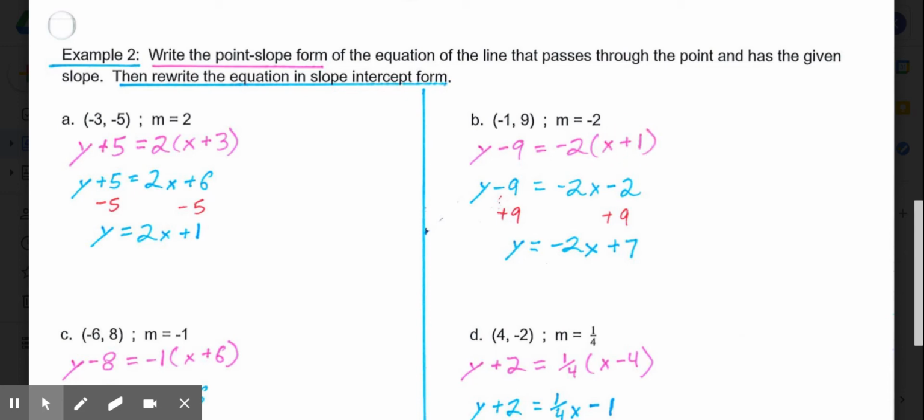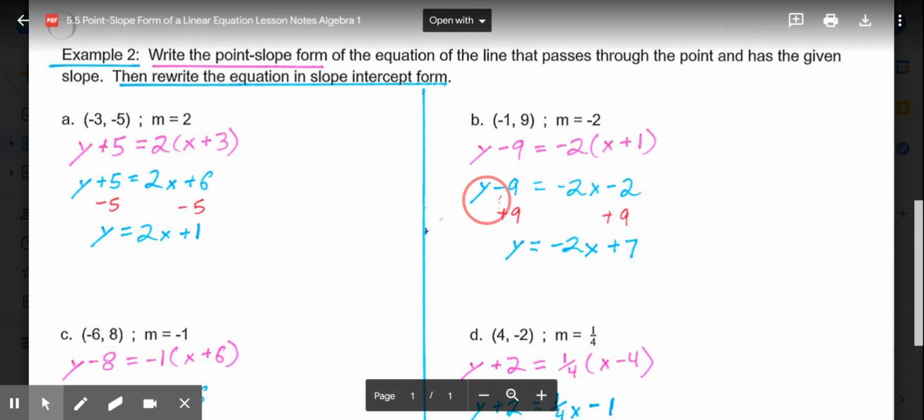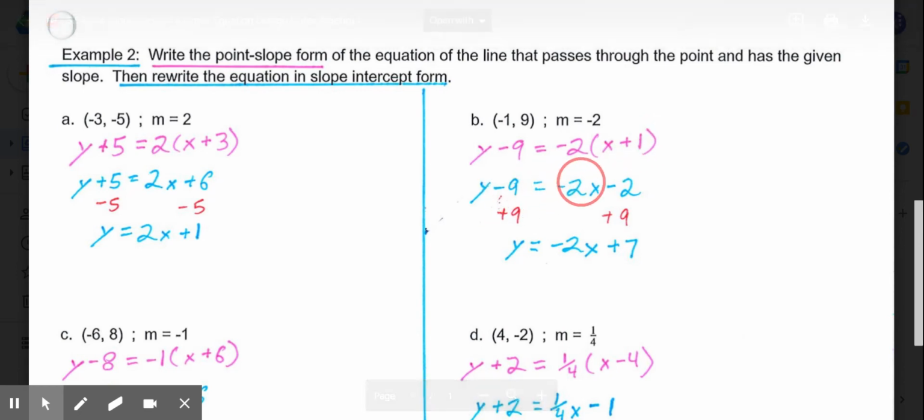Then we need to go through the algebra. So we need to distribute the -2. -2 times x, -2 times 1 gives me y minus 9 equals -2x minus 2. Then I want to get y alone, so instead of subtracting 9, I'm going to add 9 to each side, and y would equal a -2x plus 7.